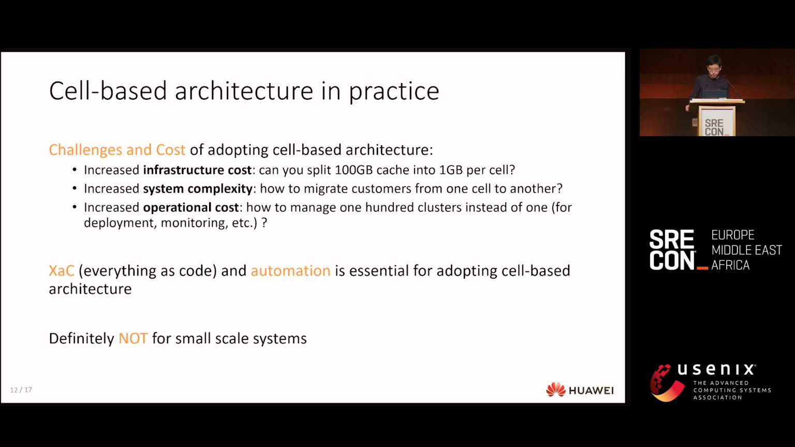Another would be the operation cost. If you manage one cluster it would be much simpler, but if you have 100 small clusters, it would be more complicated to do deployment, monitoring, and so on. So our solution is to leverage everything as code, not just infrastructure as code. We describe much of the configuration and monitoring in code, and then use automation to make automated deployments and configuration. And definitely, it's not for small-scale systems.